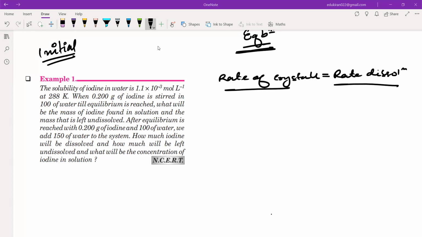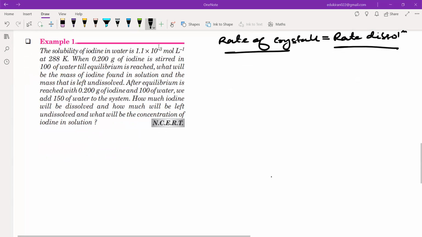Now let us move back to this question and see what it is telling us. The solubility of iodine in water is this much. This is one data that they have given. Then they have said that 200 grams of iodine is stirred in 100 ml of water, okay, just put this as ml since there is no unit given, till equilibrium is reached. What will be the mass of iodine found in the solution and the mass left undissolved? This is one type of question that we have asked till here, so we will first of all calculate that.